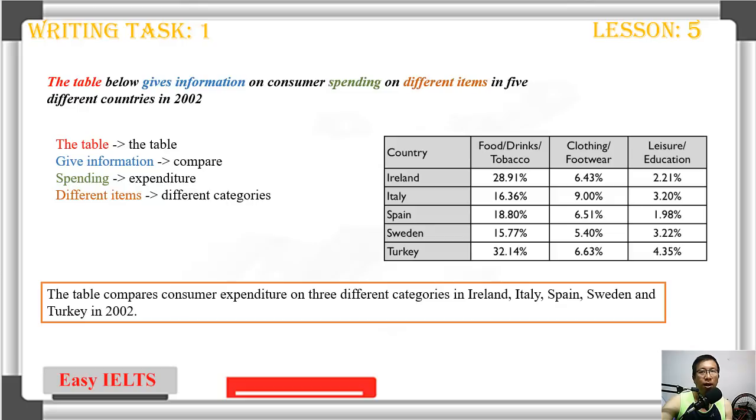And okay, so move on. We're going to talk about the introduction. If you watch my other lessons, from 1 to 4, you know already how easy it is to write the introduction. Just paraphrase the topic here. For example, like this, and you got the introduction. I don't want to spend more time explaining the introduction, and we'll move on to the overview.